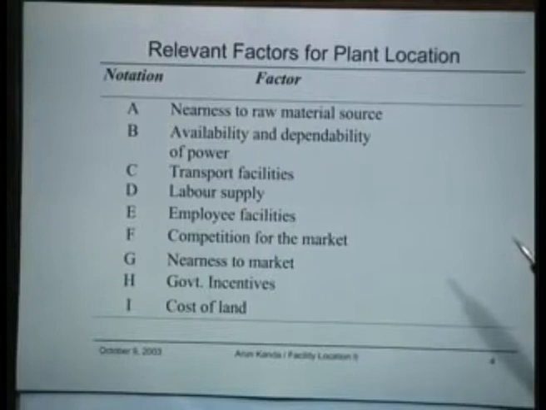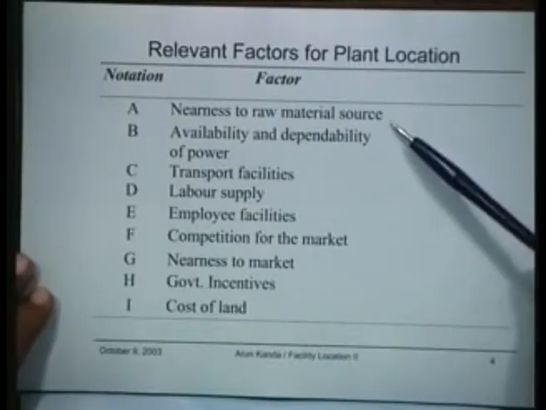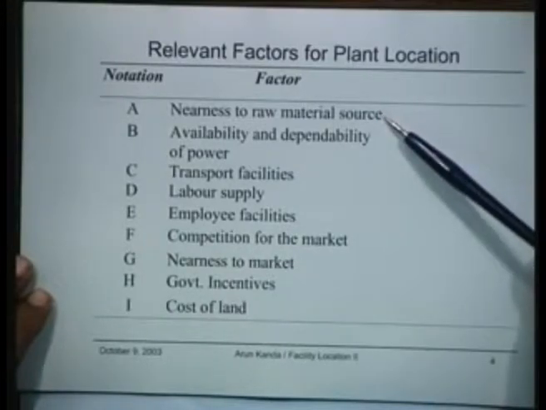Now, what was actually done was that in order to conduct this study systematically, interviews were carried out with the plant managers and with various other people in the organization to identify what were the various factors that they considered important for this particular decision. And after a series of discussions with the management, it was found that the factors that need to be considered are: A, nearness to raw material source. Obviously, the nearer you are to the raw material source, it would cut down on costs of transportation, and it would also be easy to get your raw materials.